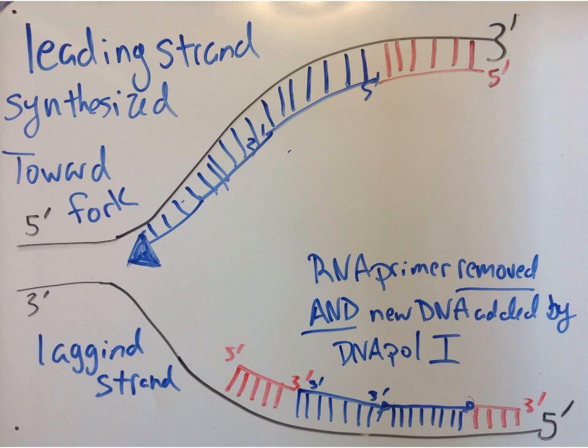Next, the RNA primer is removed by the enzyme DNA polymerase I. It's both a helicase that removes the RNA primer and a polymerase that adds new nucleotides to the 3' end of the preceding Okazaki fragment.